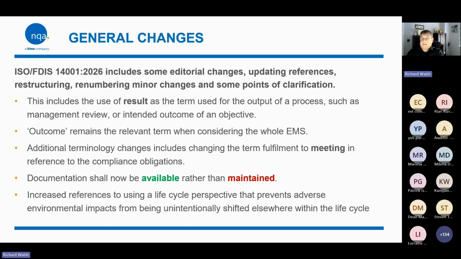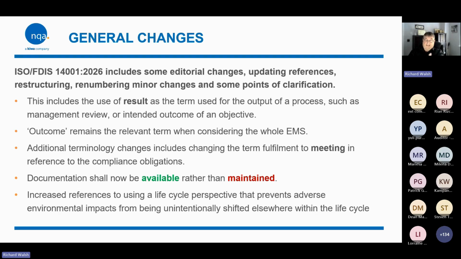There's no requirement to do that, but I always think it makes sense to use the recognised terminology. So one of the changes is the use of the word result as the term used for the output of a process. So the management review, it's now the results of the management review, and indeed the intended outcome of an objective. It's a result. Outcome remains the relevant term when considering the whole EMS.